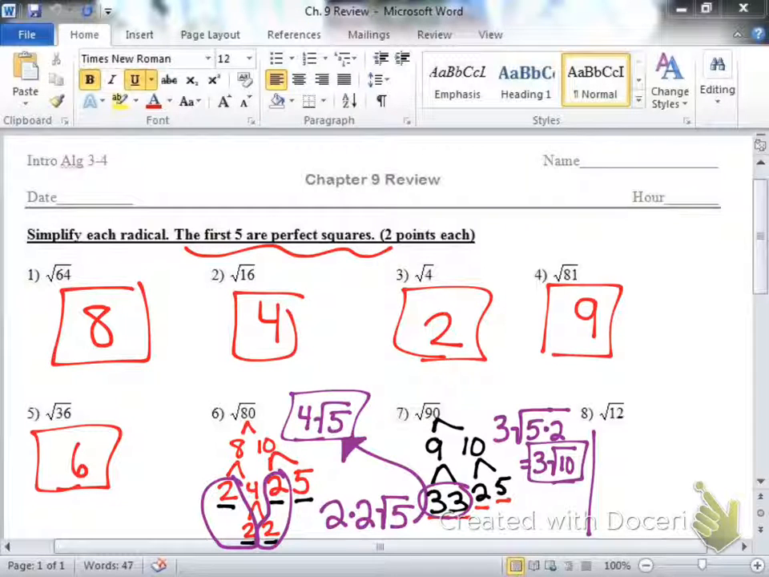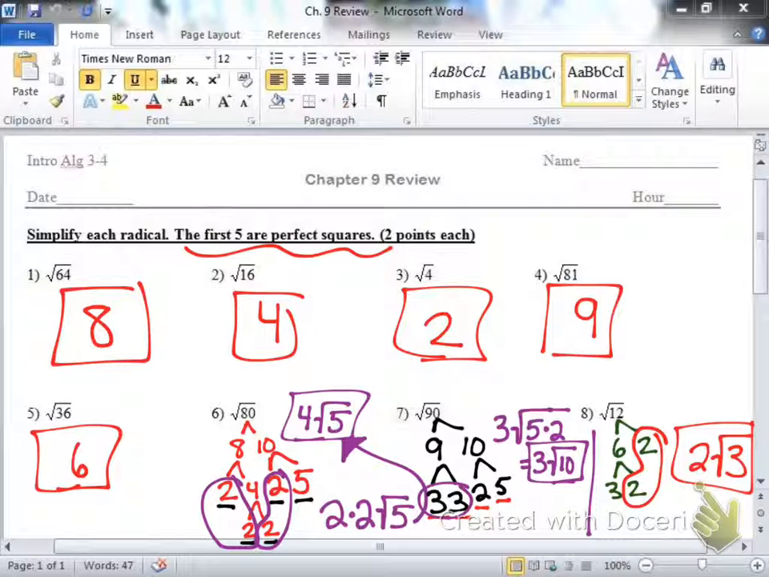All right, number 8, square root 12 is not a perfect square, so we got to do a tree. What's the tree look like? 6 and 2. 6 and 2 will work. 3 and 2, good. Who comes out front? Who stays inside? The 3, very good. Raise your hand if you have any questions.